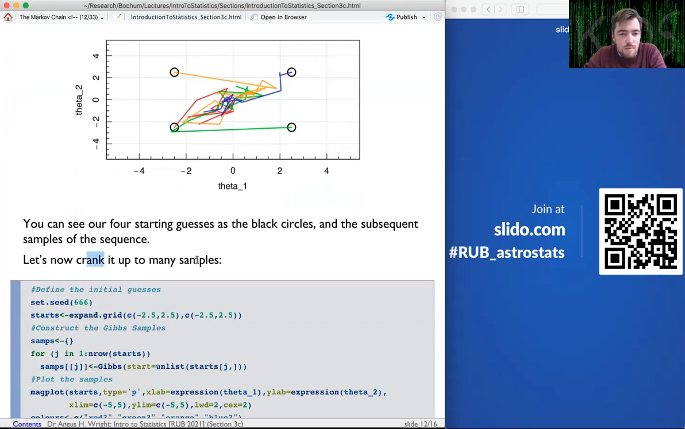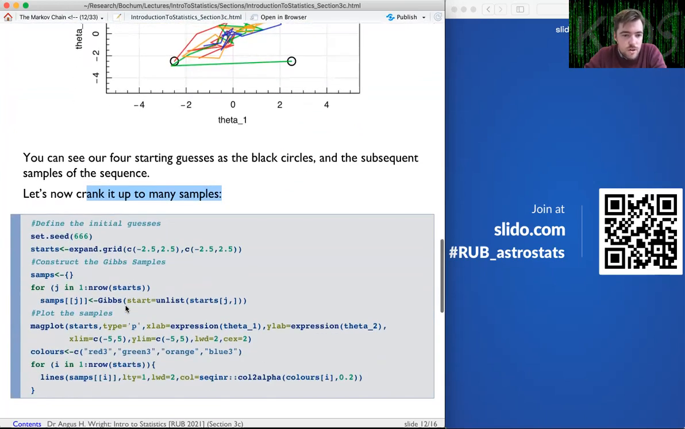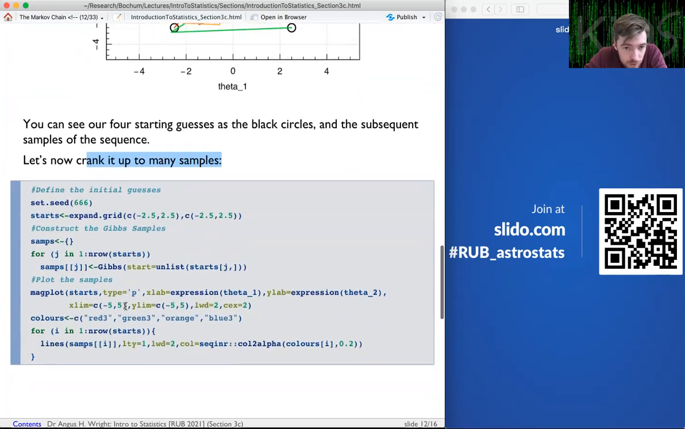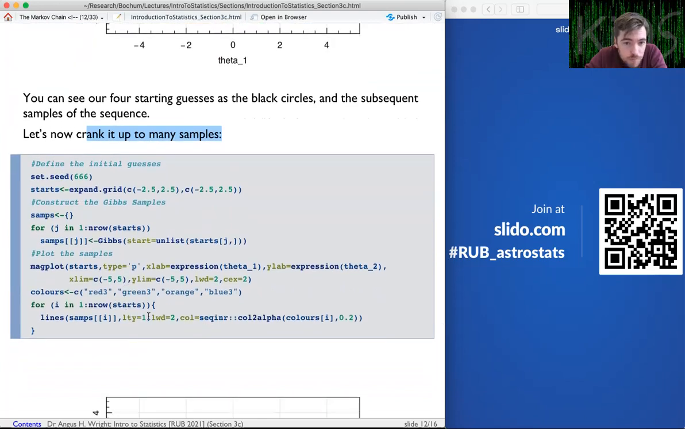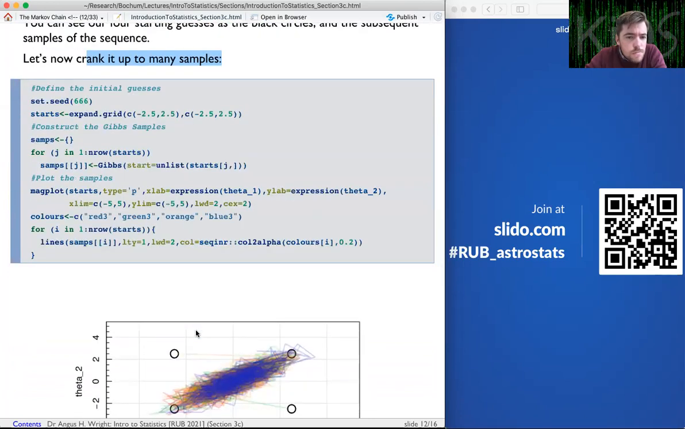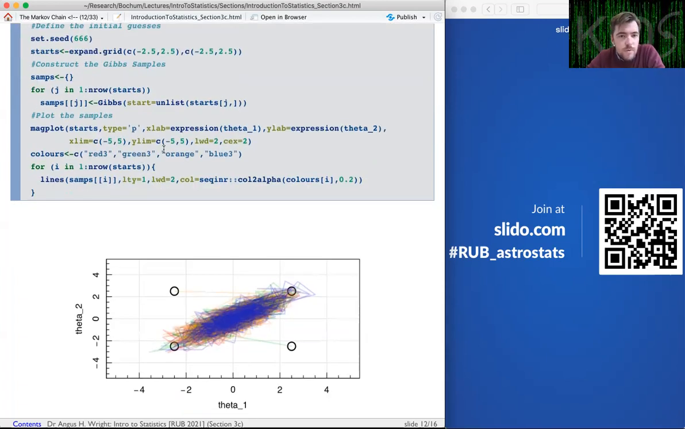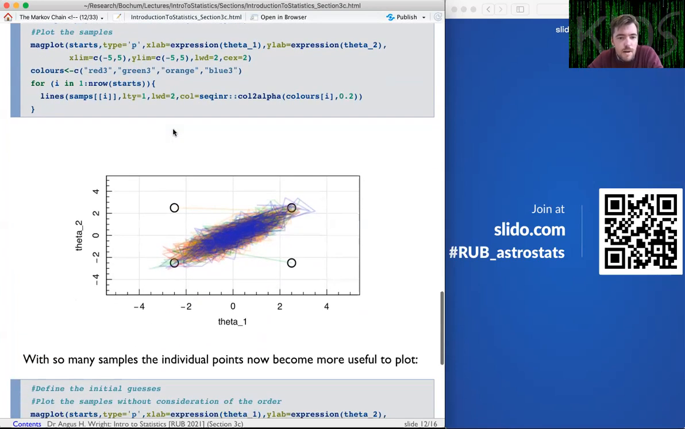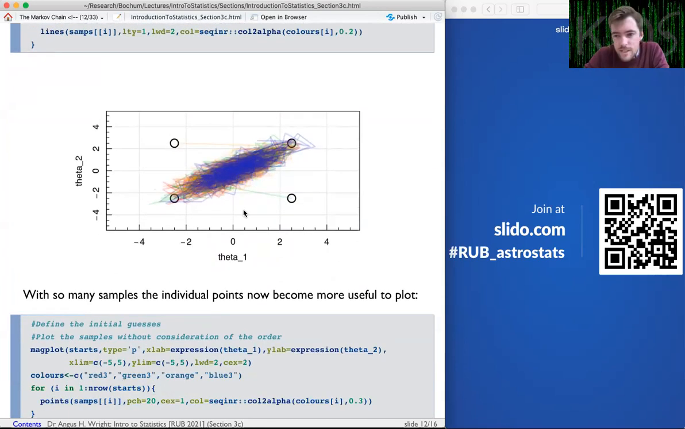If we crank this up to many, many samples, so let's crank it up to, what did I use here? I can't see the number anymore. Anyway, I cranked it up, whatever I cranked it up to, I can't see. But anyway, so we end up with like 10 to the 5 or so samples, and that gives us this distribution here.